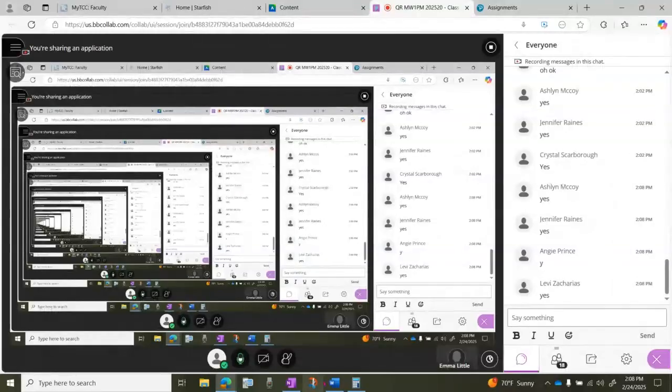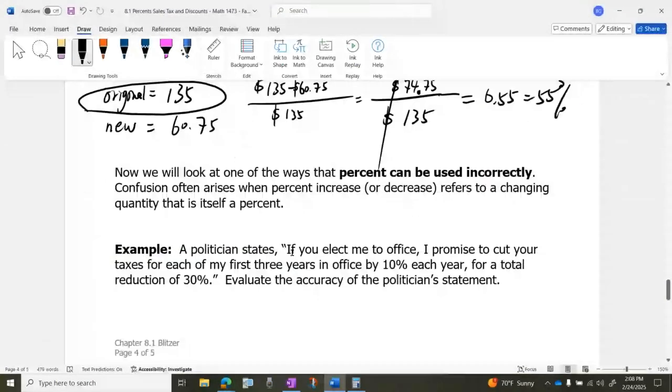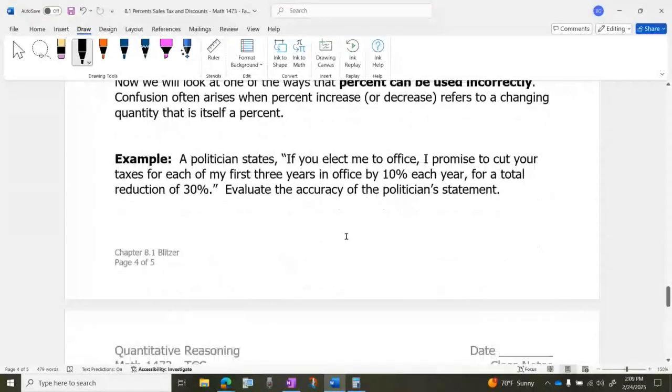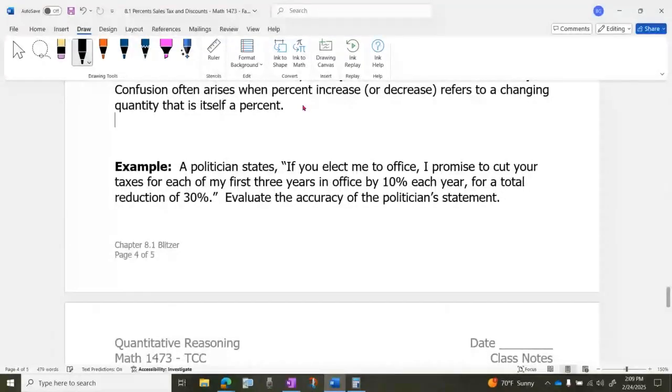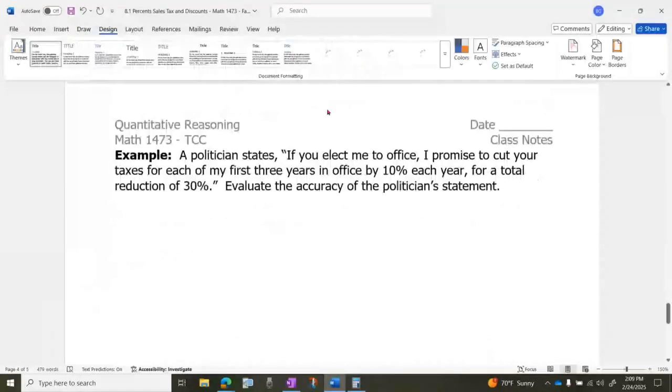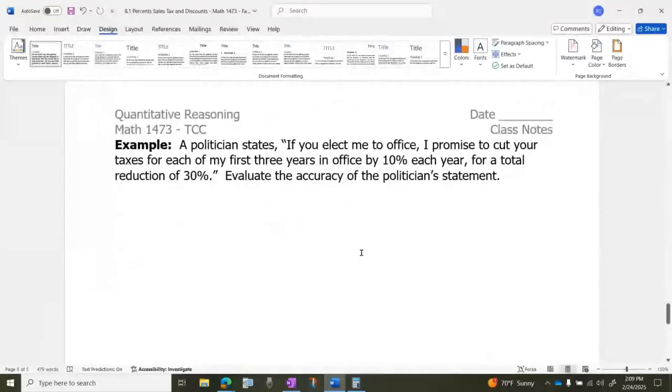Okay, very good. The last topic, with about 12 minutes left, is how, in reality, percentages are sometimes used incorrectly. Let's look at this example. We might only have time to talk about this example. A politician states, if you elect me to office, I promise to cut your taxes for each of my first 3 years in office by 10% each year, for a total reduction of 30%. Evaluate the accuracy of the politician's statement.